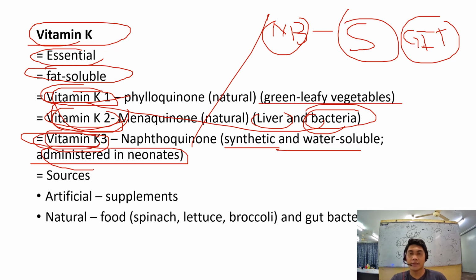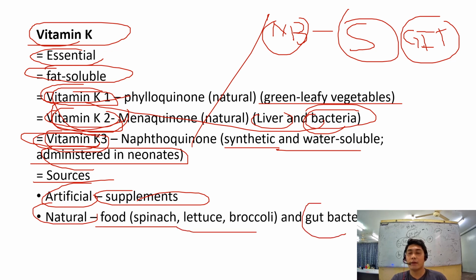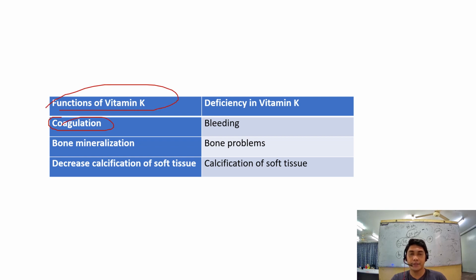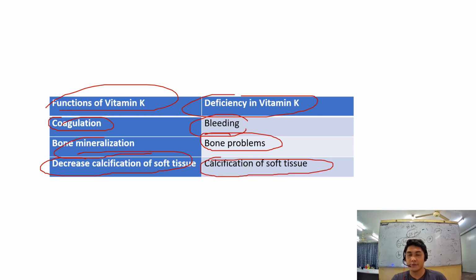Okay. So vitamin K3 is synthetic and it's usually administered in neonates to provide the neonate or the newborn with vitamin K, which is essential for clotting or coagulation. Okay. So sources, you have artificial, so you have supplementation, and natural, you have food like spinach, lettuce, and broccoli, and the gut bacteria. So gut bacteria is a major source, it's a good source of vitamin K, so it produces vitamin K. Okay. Next, so functions. So first is coagulation. So if there's vitamin K deficiency, usually there will be bleeding, and it's important for bone mineralization. So expected nga there will be bone problems. And third function, you have decreased calcification of soft tissue. So if you have vitamin K deficiency, you'll have calcification of soft tissue. So these are the problems in patients with vitamin K deficiency.